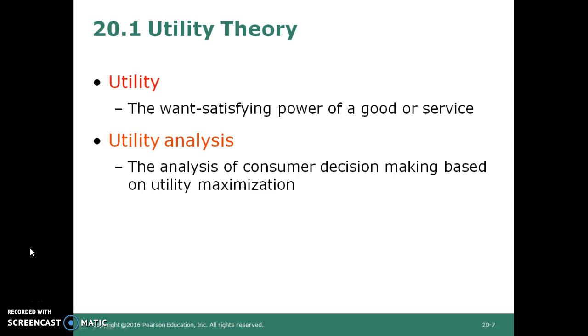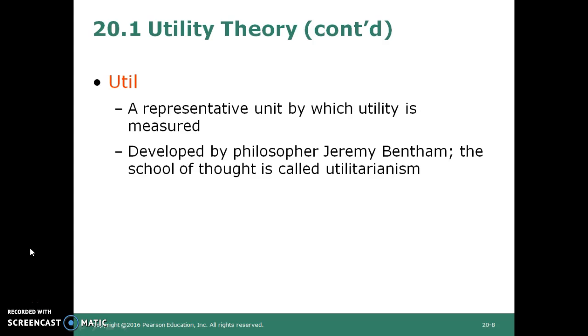We're going to be looking at the role of utility. Utility is looking at the satisfaction from consuming a good or service. When we look at utility, we have the consumer decision-making process based on utility maximization. It's represented by this term called util, and that is how we measure utility, by utils.